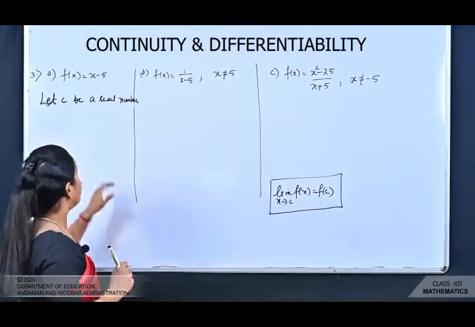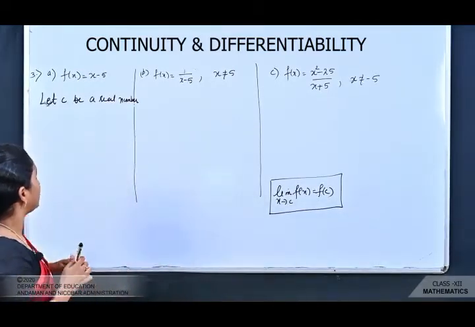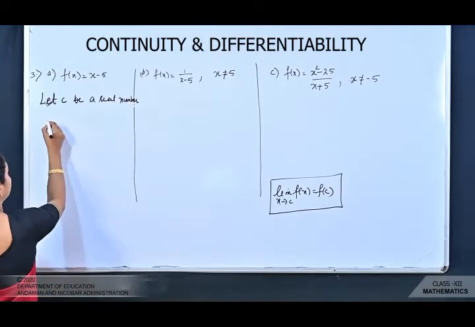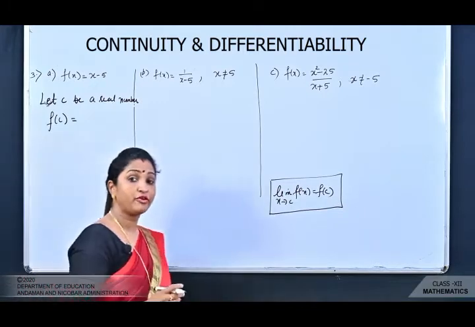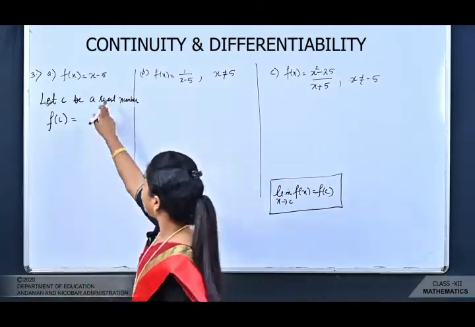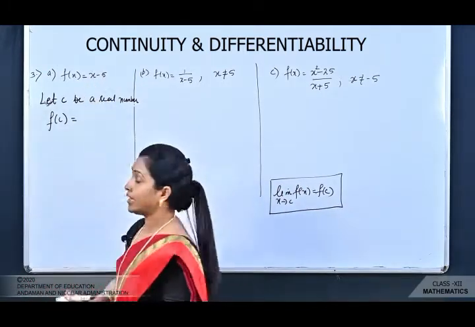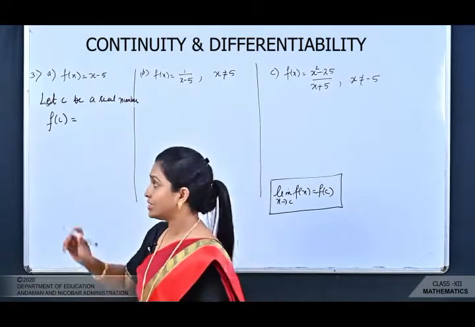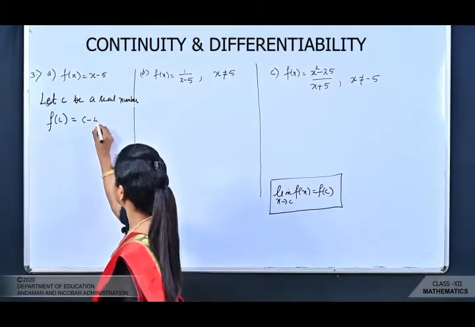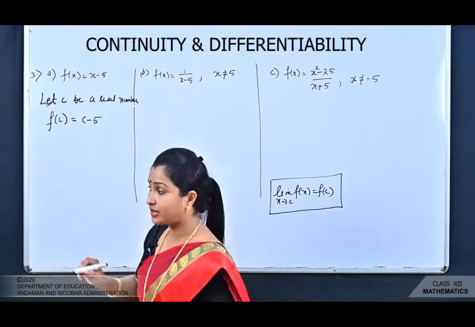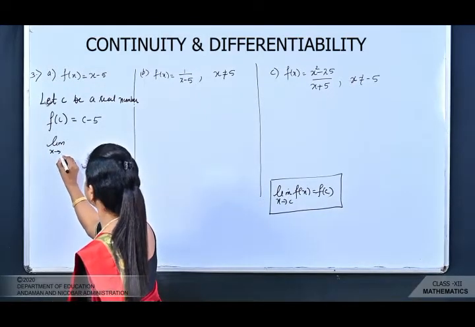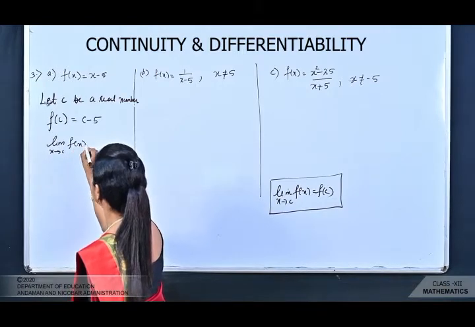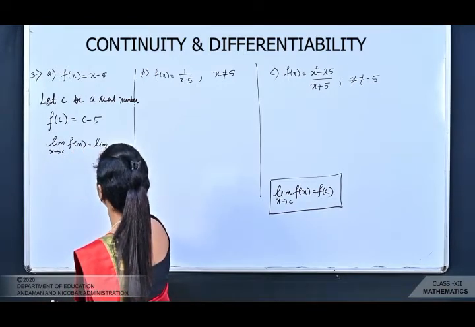So what you will do? You will take C to be a real number. Now what will you do first? You will first find f(C). So f(C) will be what? You have to substitute C in place of x. So you are going to get C minus 5. Correct?